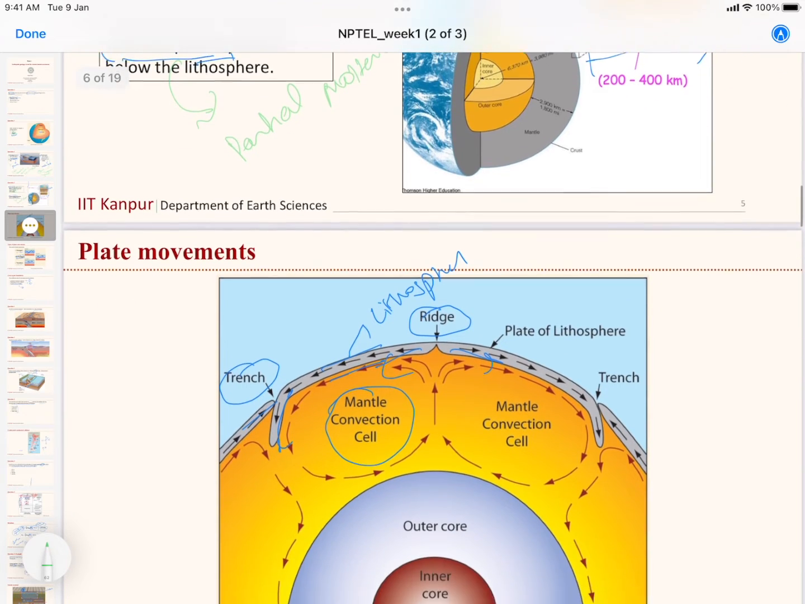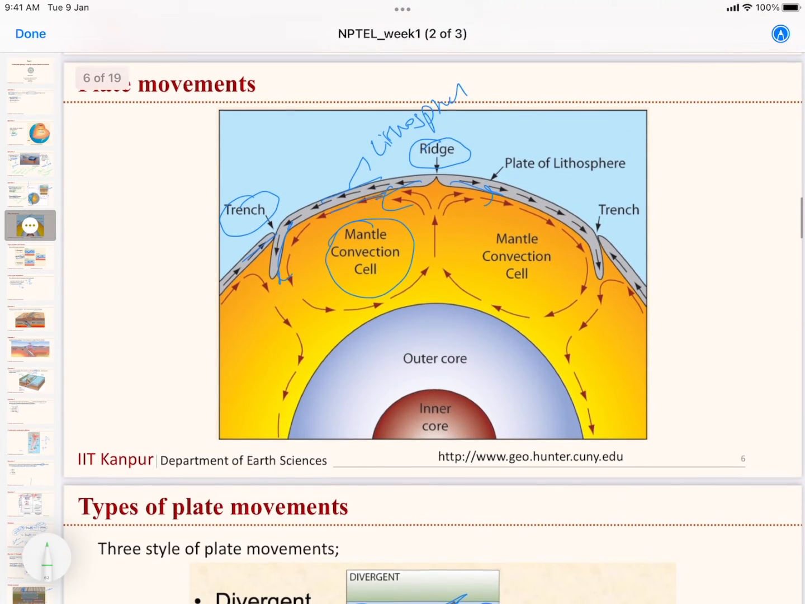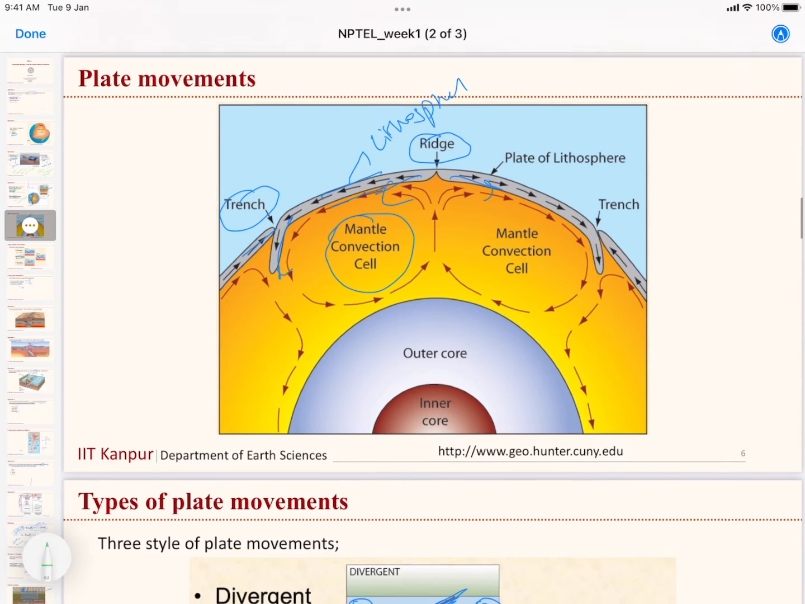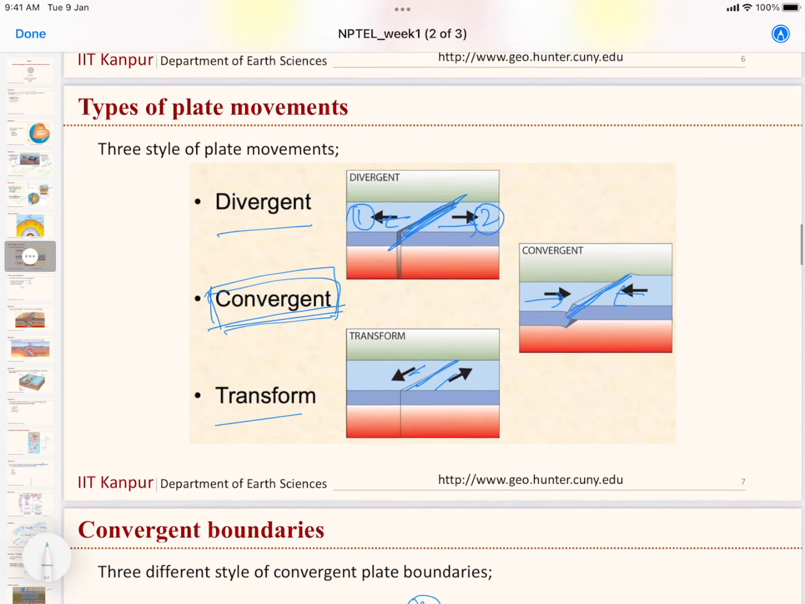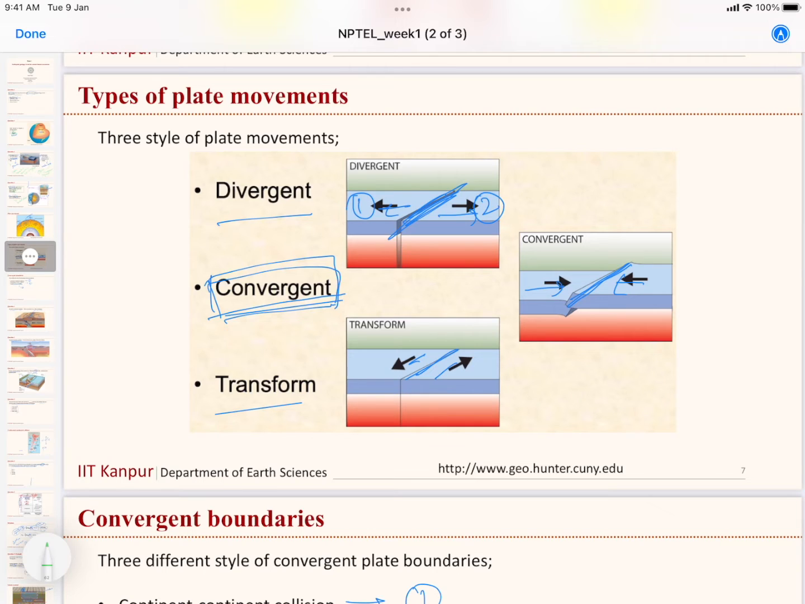And this diagram I think we have already seen. Now we can move on, since we are behind time, so that's why I'm moving a bit faster. If I talk about the types of plate movement, due to these forces, we can see mainly three types of movement.